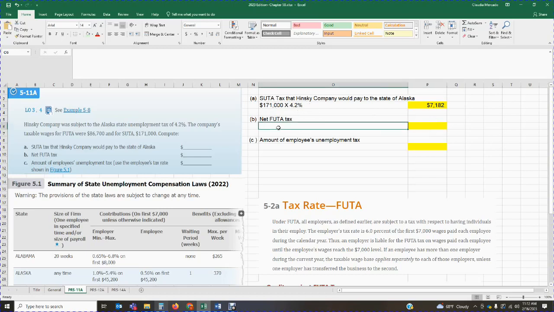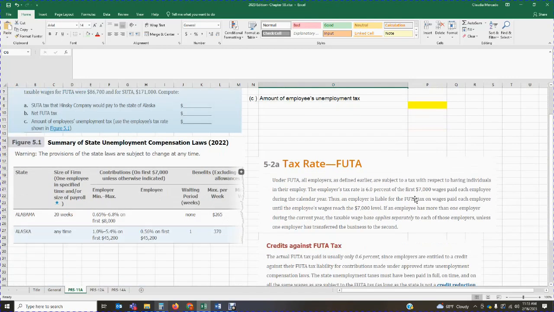Letter B is asking for the FUTA tax. Now, the FUTA tax rate is not provided in the problem. We need to know that information. We go back to section 4-2A. It tells us that the FUTA rate is 6% on the first $7,000 wages paid to each employee during each calendar year.